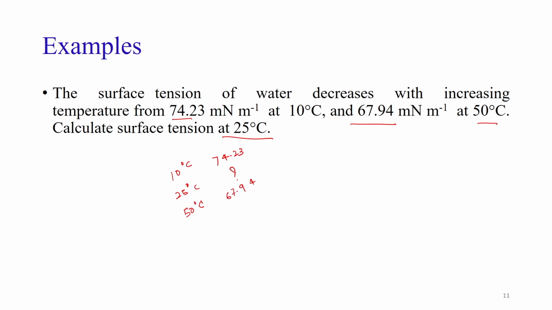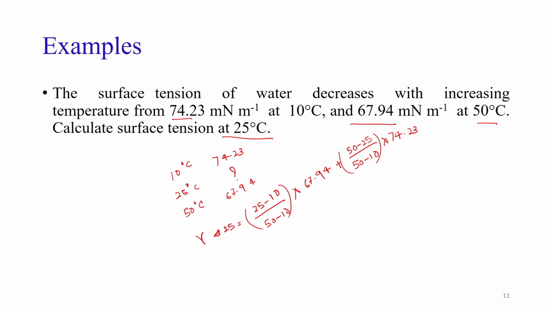67.94. So, I should be able to calculate gamma at 25 by very simple interpolation. So, if I want to consider the linear, I want to do the interpolation. So, it will be (25 minus 10) divided by (50 minus 10) into 67.94 plus (50 minus 25) divided by (50 minus 10) into 74.23.